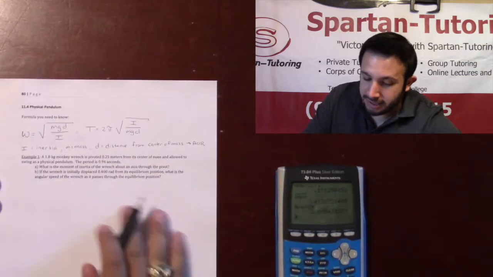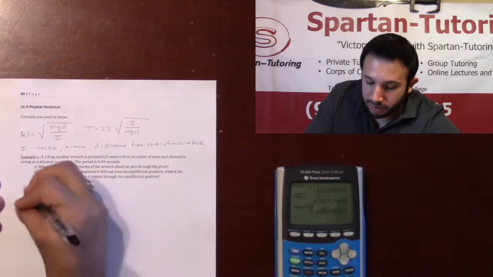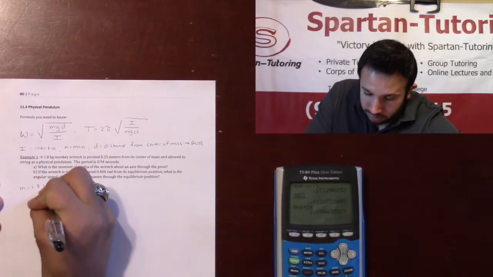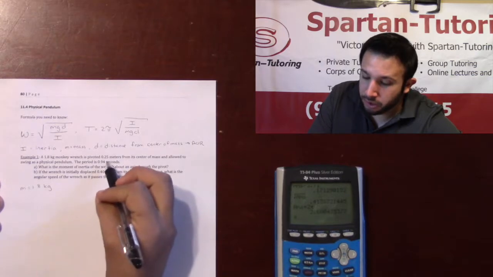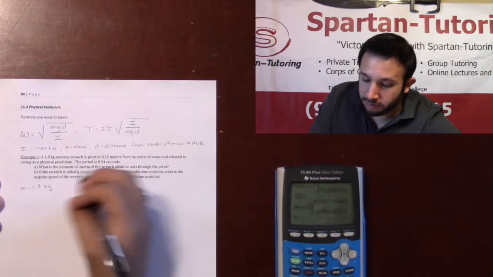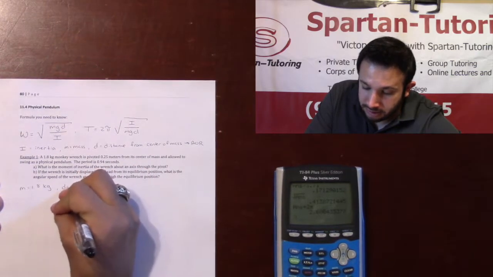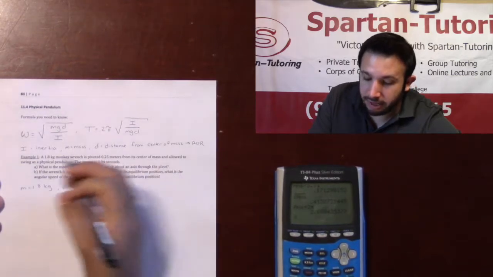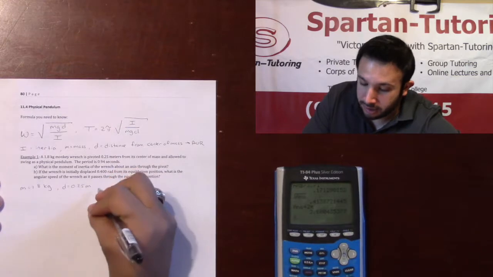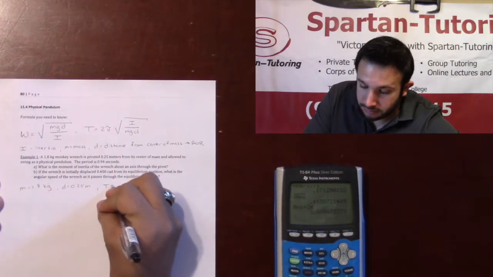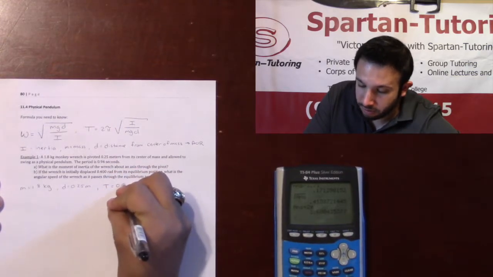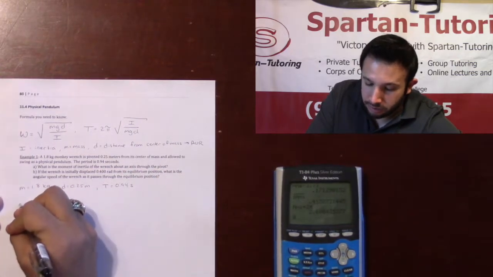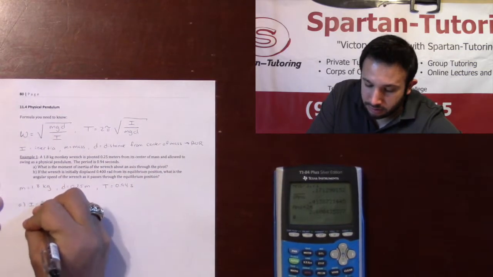Number 1, it says that a 1.8 kilogram monkey wrench, so I know that M is 1.8 kilograms, is pivoted 0.25 meters from the center of mass. And so D is 0.25 meters. And is allowed to swing as a physical pendulum. The period of motion is 0.94 seconds. Part A, what's the moment of inertia?